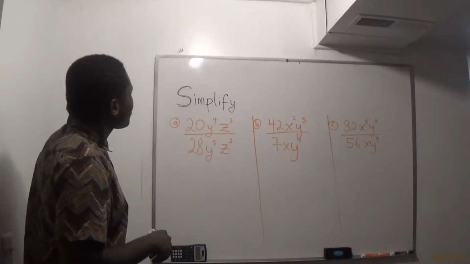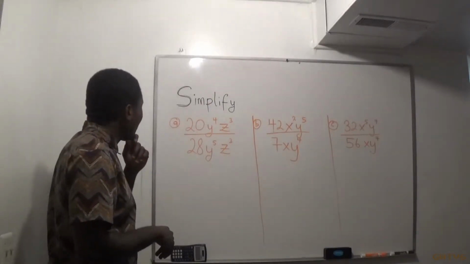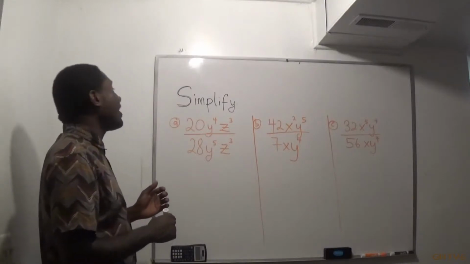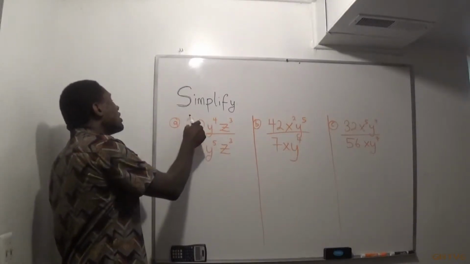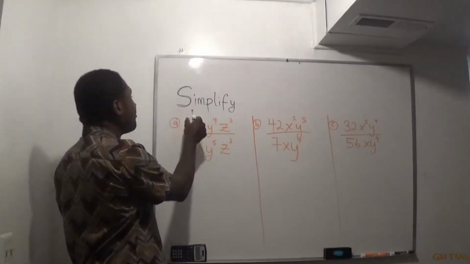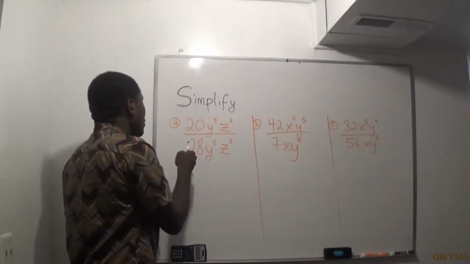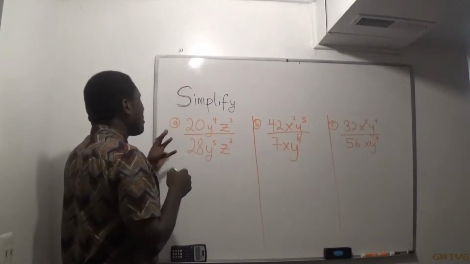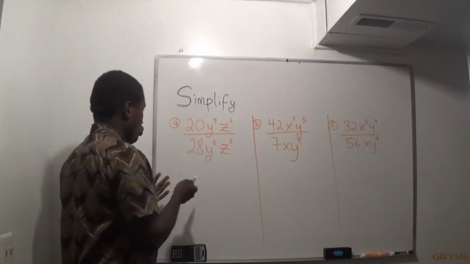So I'm asked to simplify this right here. How am I going to simplify this? Well, I learned that I always have to start with the numbers in front. So looking at these two numbers, how would I simplify that? Well, when I'm simplifying, I always start with 2.